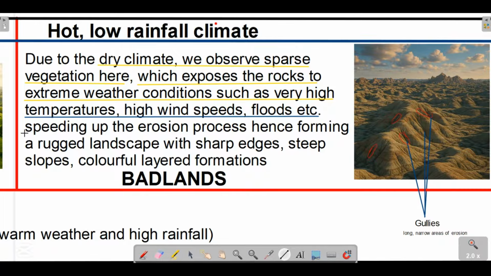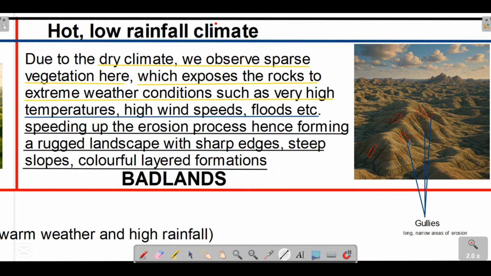And so this speeds up the weathering as well as the erosion process, forming a rugged landscape with sharp edges, steep slopes, and colorful layered formations. As you can see, the colors here are due to a lot of exposure to high temperatures, and that also changes the mineral composition a bit. And so that's what we see. We see rough landscapes with a lot of erosion, and that's why we see these gullies there. And this area, we call it the Badlands.